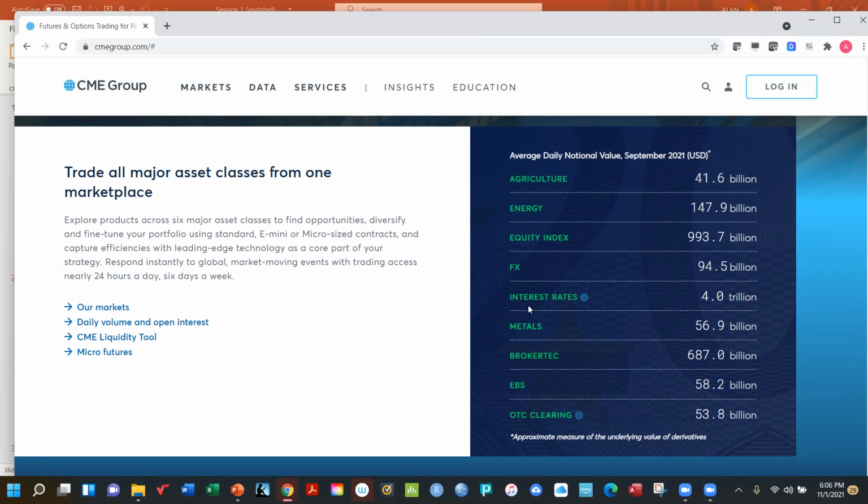And if you think that's a lot of money, look at the interest rate derivatives. The daily notional value is $4 trillion. That's a lot of money, $4 trillion. Why? Because so many businesses, so many individuals, find it necessary to hedge their interest rate risk. And so that's why the volume of trading is so massive.